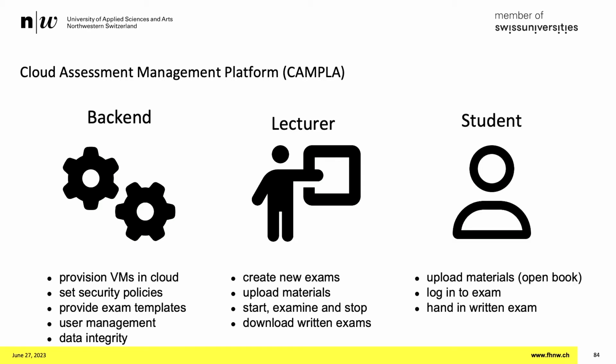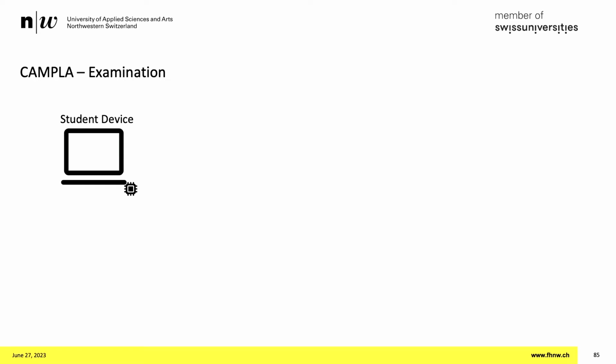And then lastly, from the student perspective, they can hand in data, which is important for open book exams. So the student can hand in data beforehand, and then they normally log in to the exam and can write the exam, and afterwards also hand in data. Here, the process is that the lecturer itself cannot interfere with any of the exam process itself. It can only start it, monitor it during the process in the sense of whether the exam is running, and also stop it. So how does that look in practice?